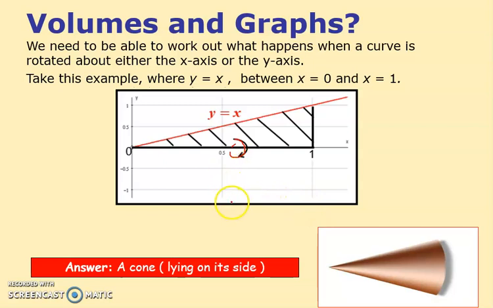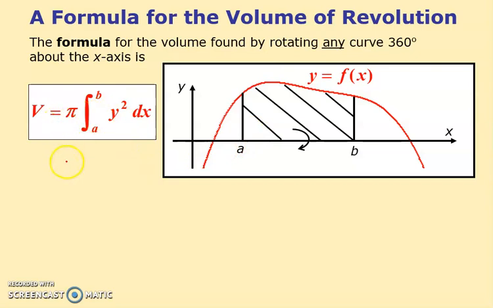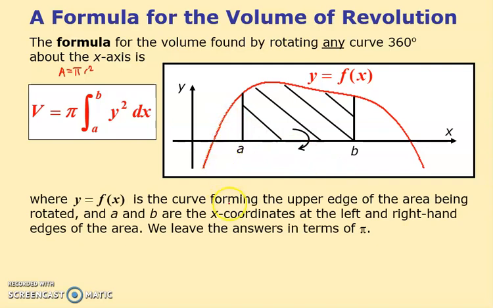We want to be able to find the volume of that cone. The formula is linked to a circle because you're going round a circle. Obviously the area of a circle formula is pi r squared, and it's not quite the same, but it's similar. The volume of this, and it's volume not area, is pi times the integral of y squared dx, between two limits, a to b. The best way to see this is just to do a couple of examples.